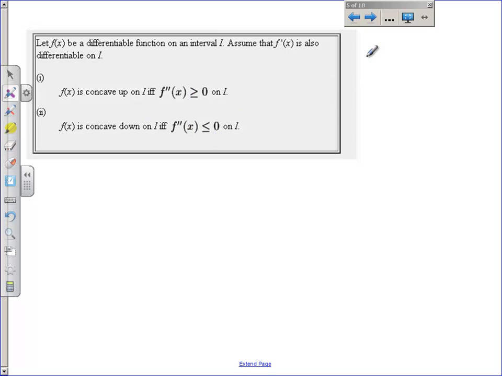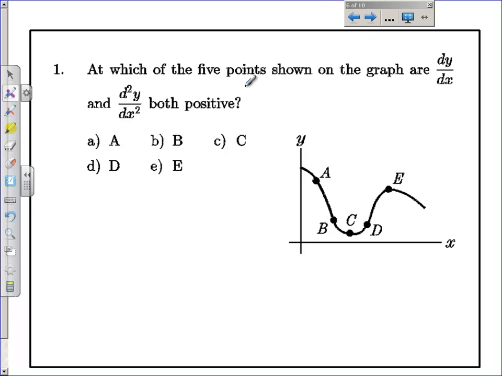So let's get after a question here. At which of these 5 points shown are dy dx and d squared y over dx squared positive? This means f prime and this means f double prime. How are they both positive? Well, if f prime is positive, the graph would have to be increasing. If f double prime is positive, it also has to be concave up. Where does that happen? The graph is increasing after C, but a baby tangent line would be below the curve right here. So this is concave up and increasing, and that would be at the point D.